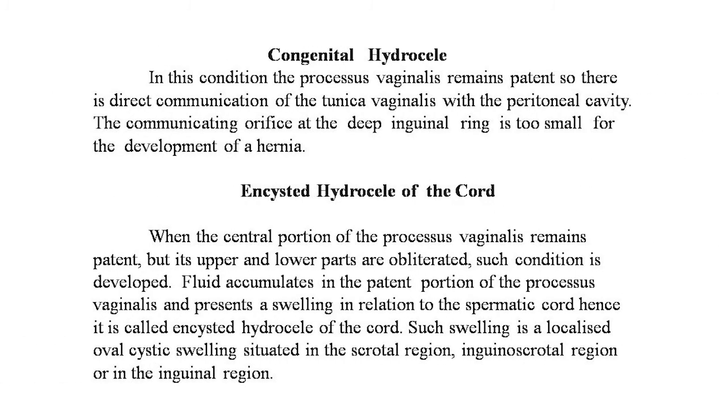Now the next point is the congenital hydrocele. In this condition, the processus vaginalis remains patent, so there is a direct communication of the tunica vaginalis with the peritoneal cavity. The communicating orifice at the deep inguinal ring is too small for the development of a hernia. Now the next point is the encysted hydrocele of the cord. When the central portion of the processus vaginalis remains patent but its upper and lower parts are obliterated, such a condition develops. Fluid accumulates in the patent portion of the processus vaginalis and presents a swelling in relation to the spermatic cord, hence it is called encysted hydrocele of the cord. Such a swelling is a localized oval cystic swelling situated in the scrotal region, inguinoscrotal region, or in the inguinal region.